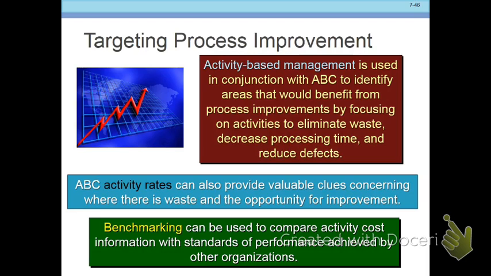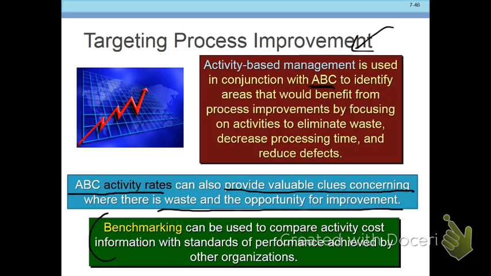Lots of companies also do activity-based management, because the beauty of activity-based costing is it tells you where to focus your resources. So activity-based costing will help in activity-based management. These activity-based costing rates also can provide valuable clues concerning where there is waste and opportunity for improvement. Also, where you can charge money. If something's costing you something and customers are willing to pay for it, you should be able to charge for it. And likewise, if customers aren't willing to pay for it, then why are you doing whatever you're doing?